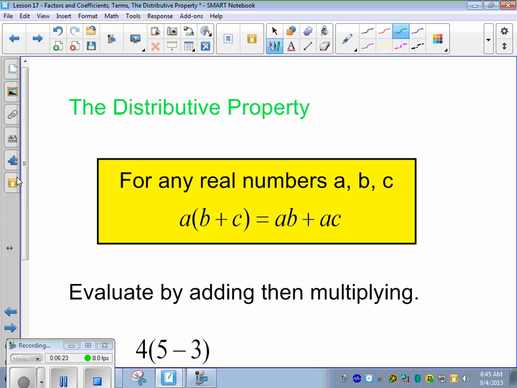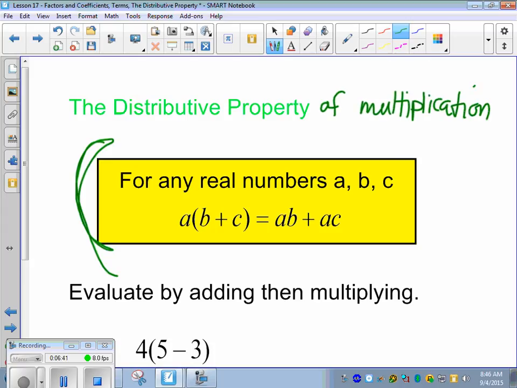So this is the distributive property. This yellow box is definitely something that you should have in your notes. Technically, this, I guess, is the distributive property of multiplication. We can also just think of it as just plain the distributive property.